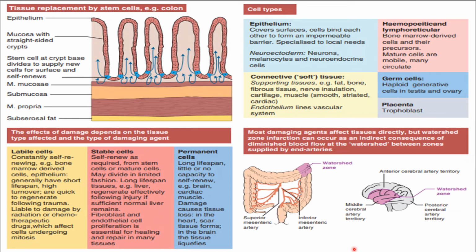Most damaging agents affect tissues directly, but watershed zone infarction can occur as an indirect consequence of diminished blood flow at the watershed between zones supplied by the end of the artery. So here you can see in the intestine, this is the watershed zone, and in the brain, this is the watershed zone highlighted in purple. The effect of damage will depend on the tissue types affected and the type of damaging agent.